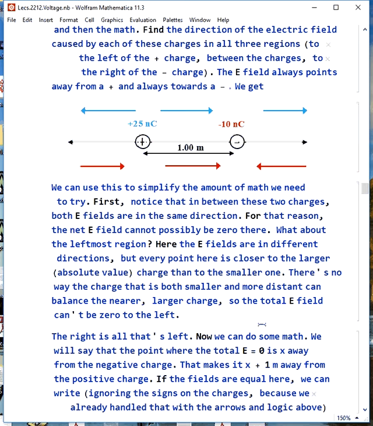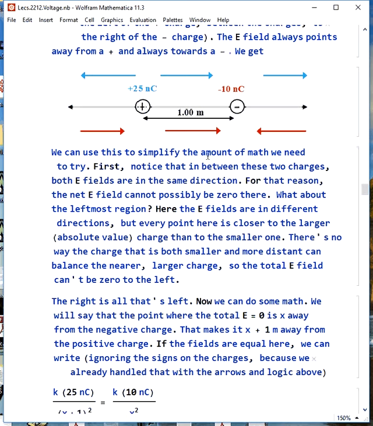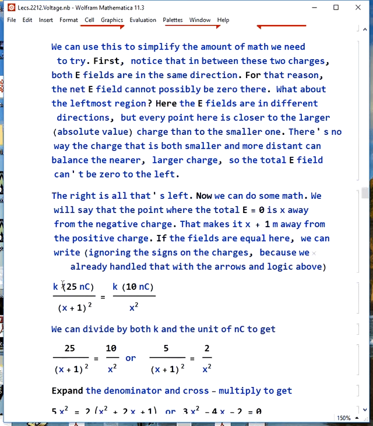Now, if we say the point where E equals 0 is x away, on the right of course, from this negative charge, that means it's x plus 1 meter away from the positive charge. So if we set the fields equal, we can ignore the signs on the charges because we've already taken care of all that. And we can say that k times 25 nanocoulombs over (x plus 1) squared has to be equal to k times 10 nanocoulombs over x squared.